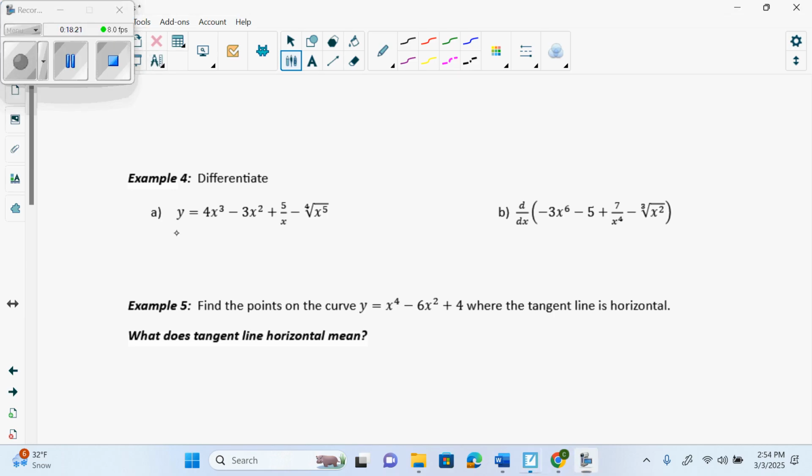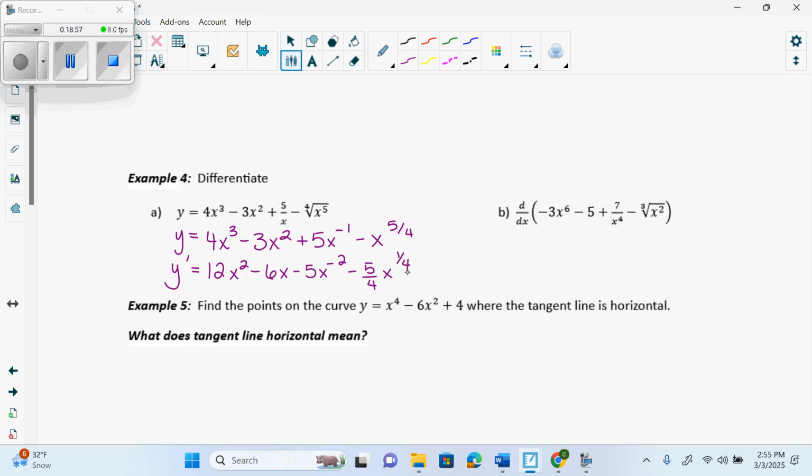Okay, so this one, we get 4x cubed minus 3x squared plus 5x to the negative 1 minus x to the 5/4. All I did was rearrange it so that we can actually do the derivative of it. I have not found a derivative at all, I've just mathed it. So y prime equals 12x squared minus 6x minus 5x to the negative 2 minus 5/4 x to the what?